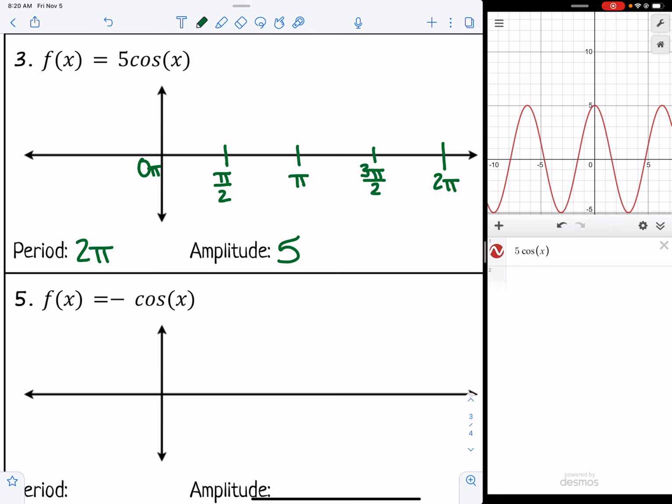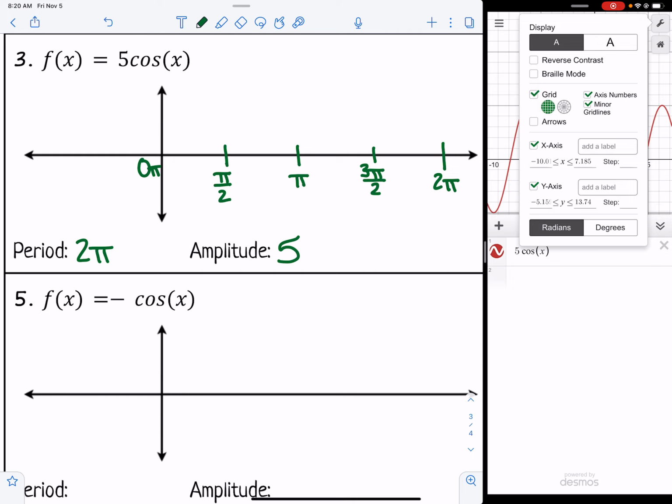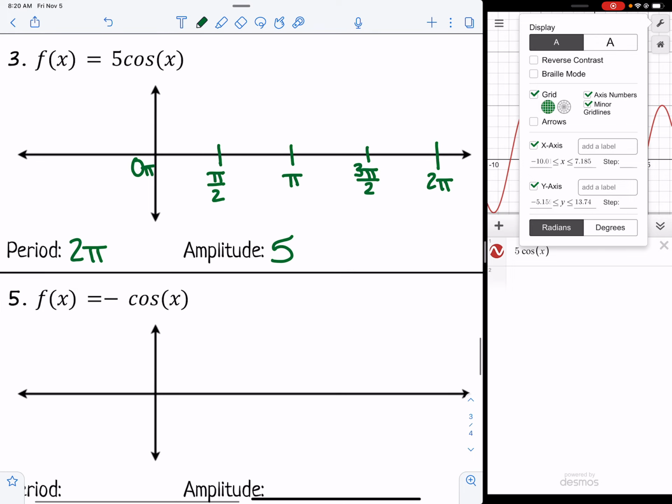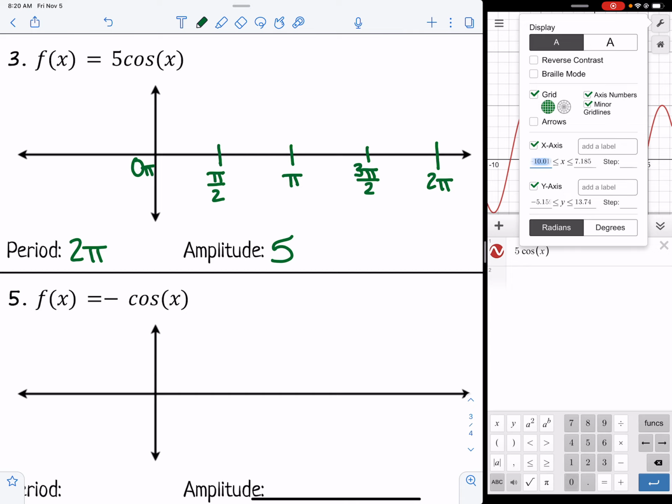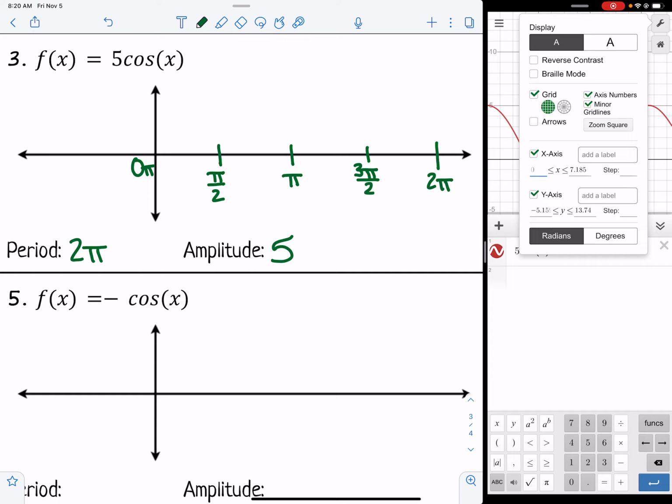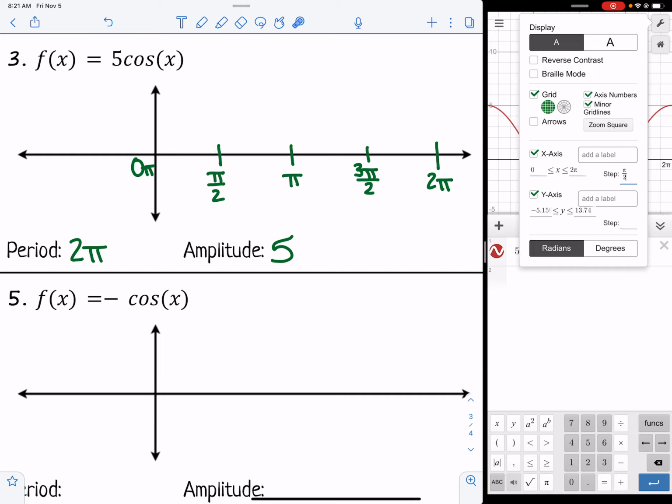And then I want you to do another thing. I want you to set up your axis. So notice our x-axis goes from 0 pi to 2 pi. So make your minimum value 0 and make your maximum value 2 pi. And we're going up like a step means how far it is from that first point to that second point. So our steps are going to be pi over 2. So just type that in the step.